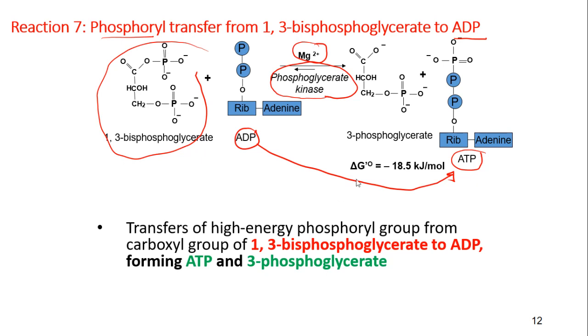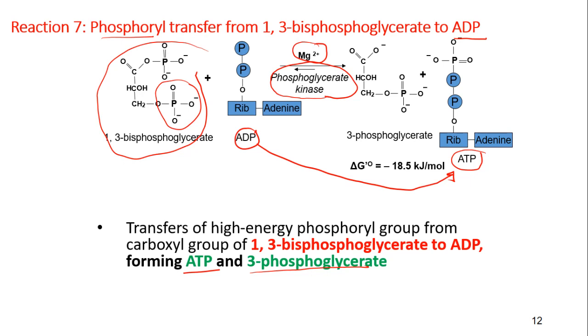So like I have already said, you need to understand that when this reacts with ADP, it's going to donate a phosphoryl group, and this phosphoryl group is going to lead to the formation of what? ATP. So during reaction number 5, there is a formation of ATP and 3-phosphoglycerate.